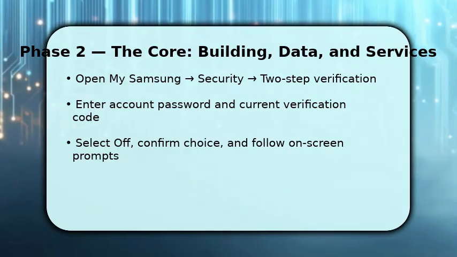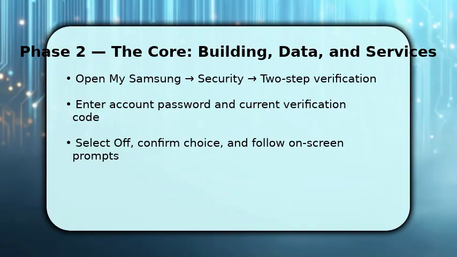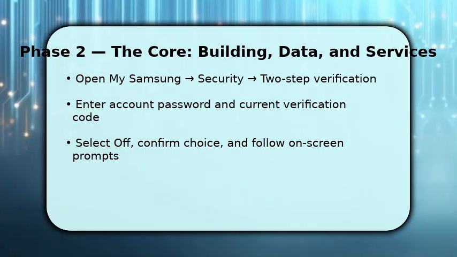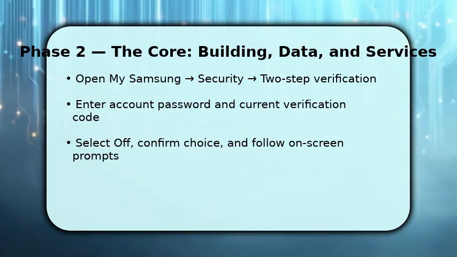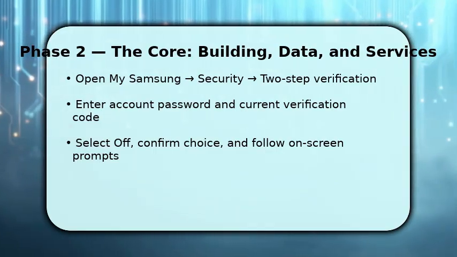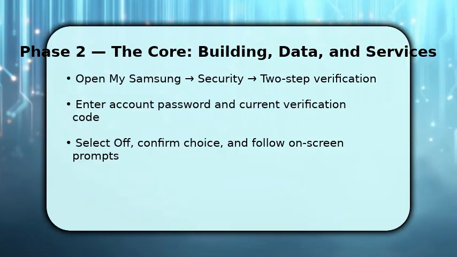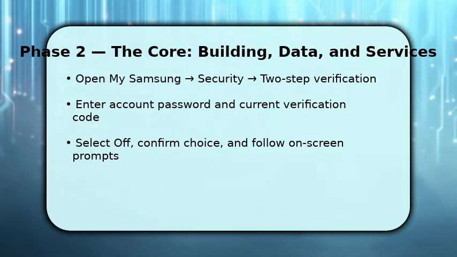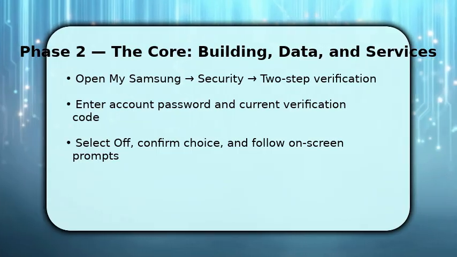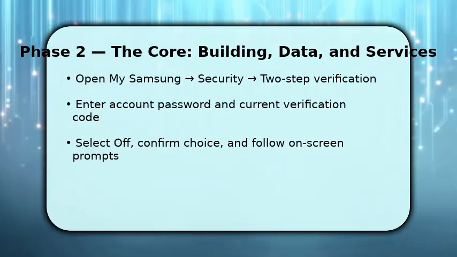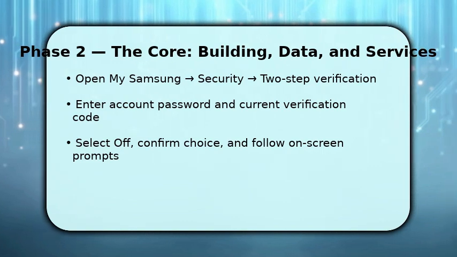You will be asked to re-enter your password for security reasons. Do that, and then supply the current verification code from SMS or Authenticator. This proves you control the second factor. After verification, select Off and confirm the decision. The system will explain consequences. Make sure you read that, because turning it off reduces account protection, even though it simplifies sign-in.